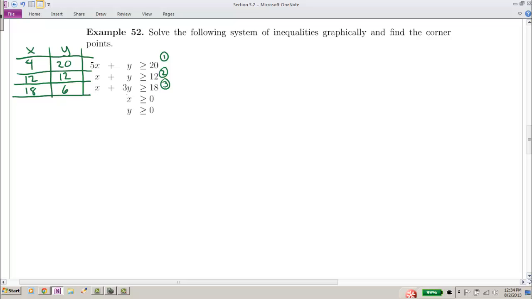We don't need to find intercepts for these last ones. These are just the non-negative restrictions. And since both x and y are greater than or equal to 0, it tells us that the region is going to be in the first quadrant.